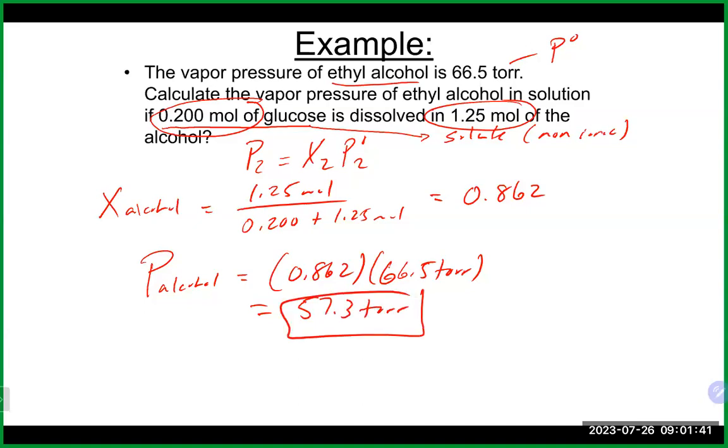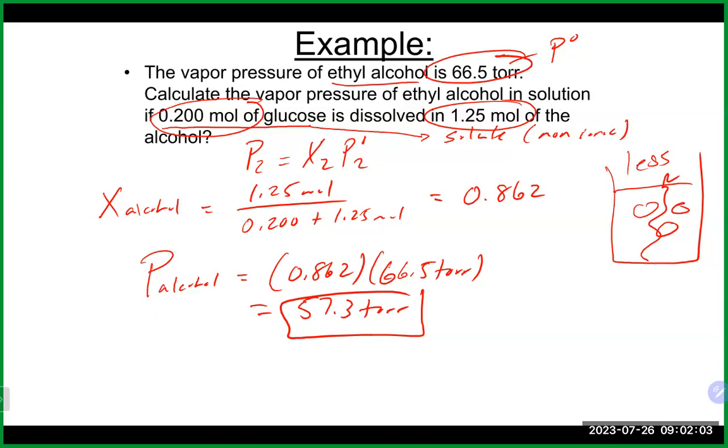So we do see what we expected to happen. We dissolve this glucose in there, and that's going to get in the way of everybody trying to get out, which means we're going to have fewer molecules escaping the liquid. We'll have fewer gas molecules above the solution, which means our vapor pressure should go down. And it did. It went from 66.5 to 57.3. So we lowered the vapor pressure because of the interference of those glucose particles floating around in that solution. Any questions on that one there?